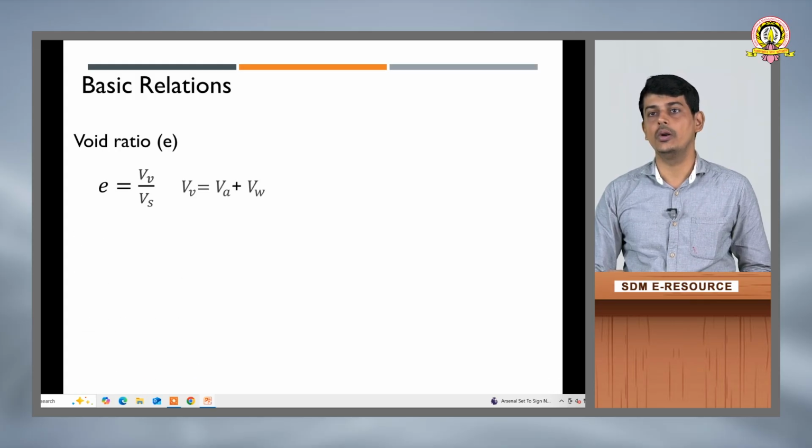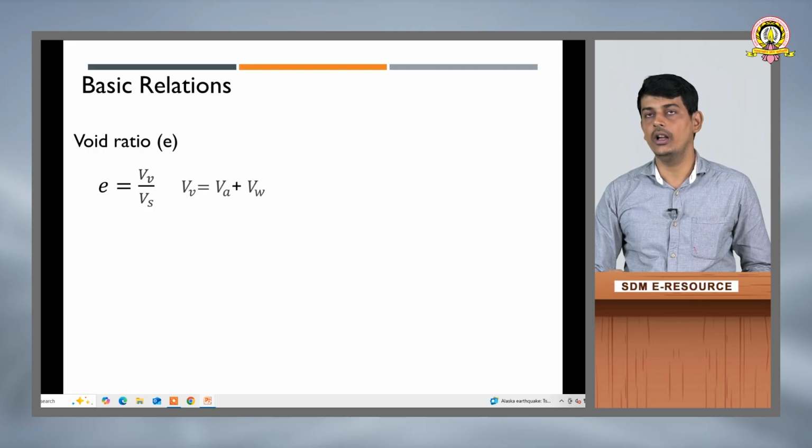The first one is void ratio, and it is represented as e. Void ratio e is nothing but the ratio of volume of voids to the volume of solids. As we know, volume of voids is nothing but volume of air plus volume of water. So, this void ratio represents how many voids are present in a given soil. The higher the void ratio, the higher the voids in the soil. Similarly, a lower void ratio indicates the soil is dense.